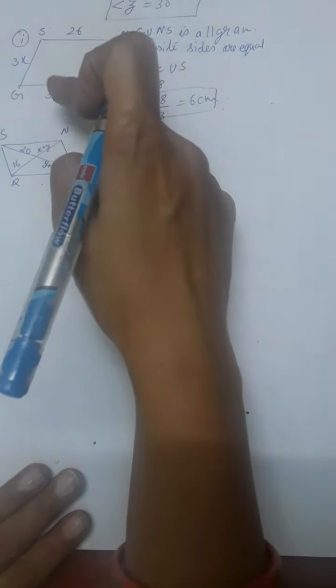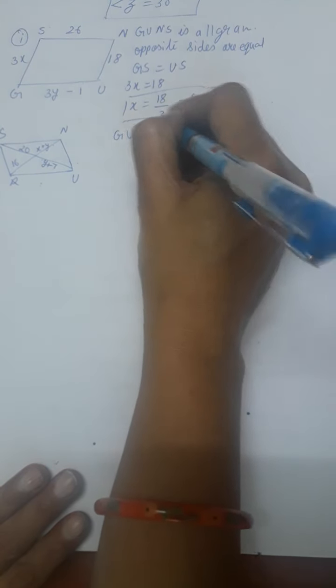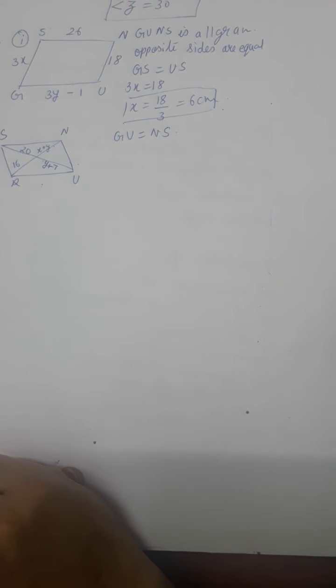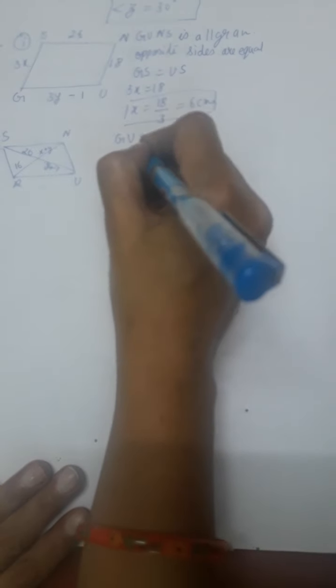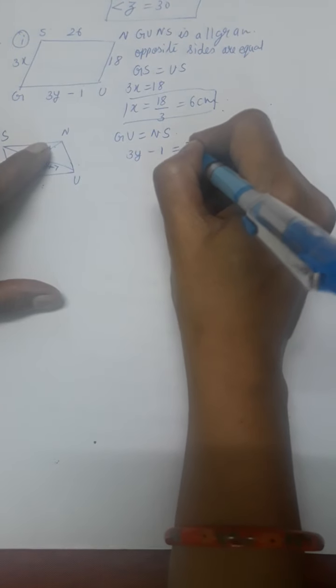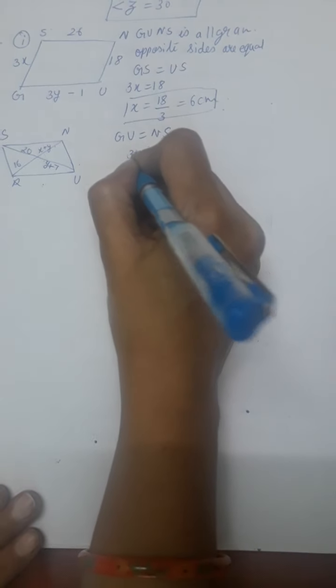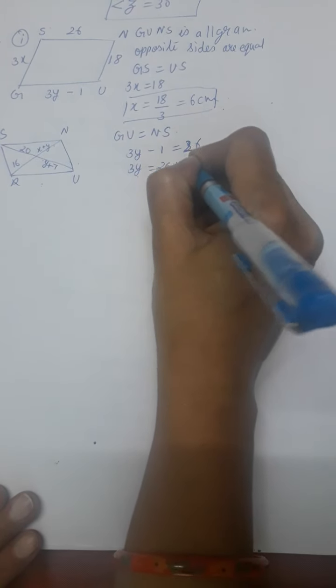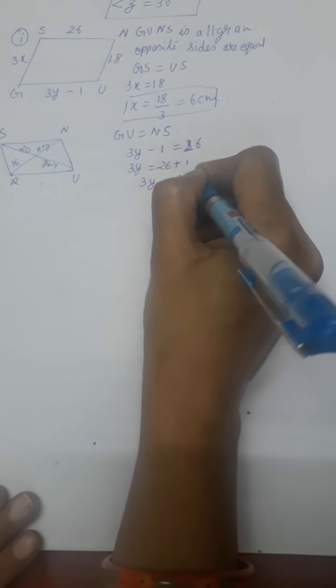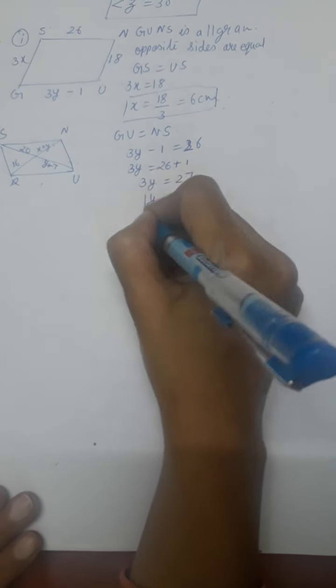Okay. Now similarly GU will be equal to NS. GU will be equal to NS because opposite sides of a parallelogram are equal. So 3y minus 1 is equal to 26, not 36, sorry, 26. See, the value they have given, 3y minus 1 is equal to 26. So 3y will be equal to, transposing minus 1 to that side, it will become plus 1. So 3y equals 27 and hence y is equal to 27 upon 3, which is equal to 9 centimeter.